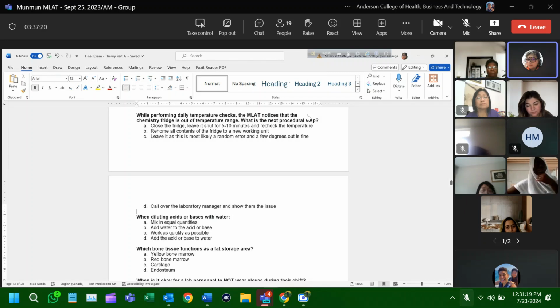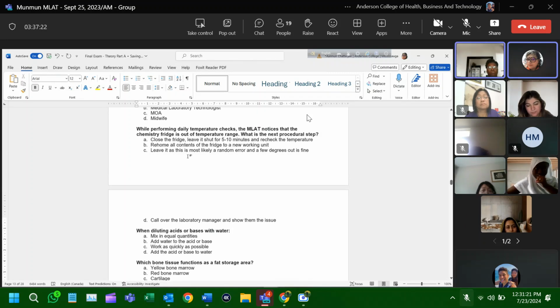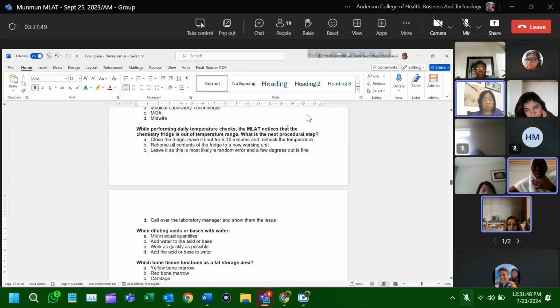Okay, so good. While performing daily temperature checks, the MLT notices that the chemistry fridge is out of temperature range. What is the next procedural step? I think A. Recheck the temperature after the door has been opened. If it is still low, then there's a problem. That's right.